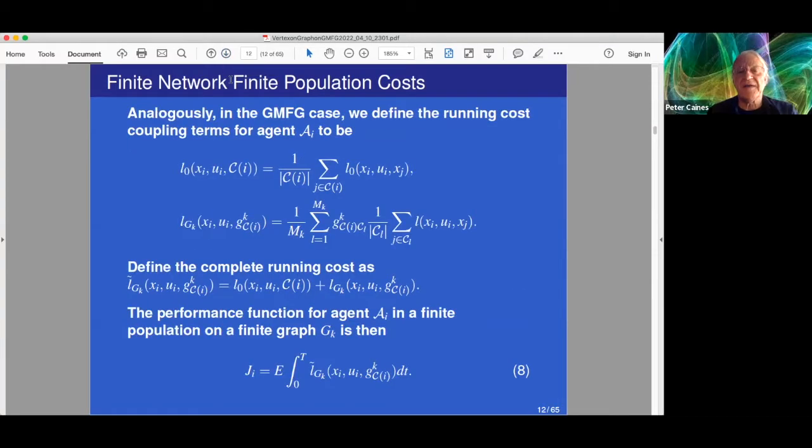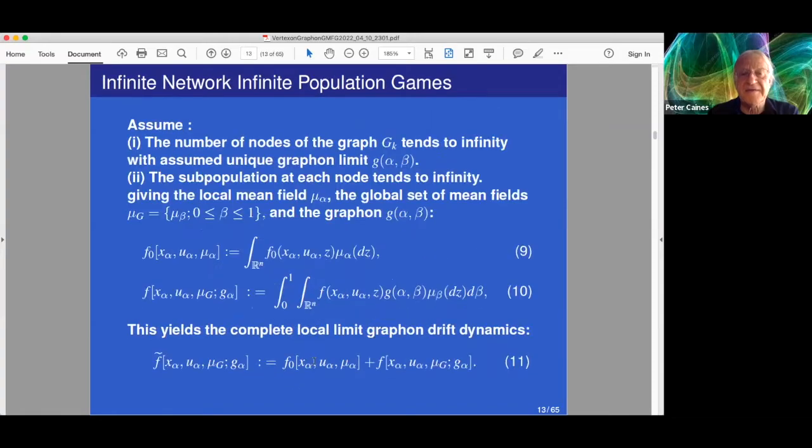And then we're going to have costs. Again, we have the familiar cost term locally, but then there are costs associated with the other cluster nodes. So we've got the complete running costs, and we use the super tilde to indicate adding these together at the ith agent.